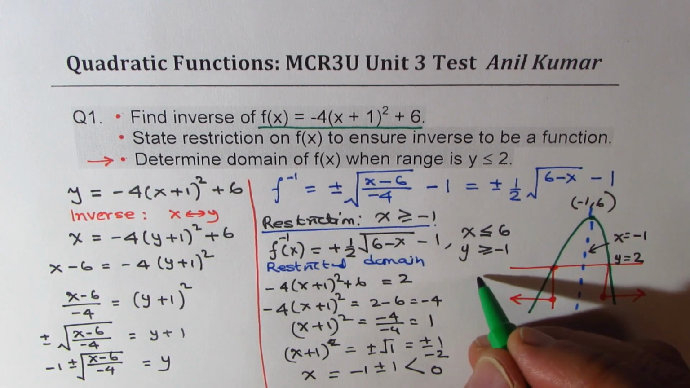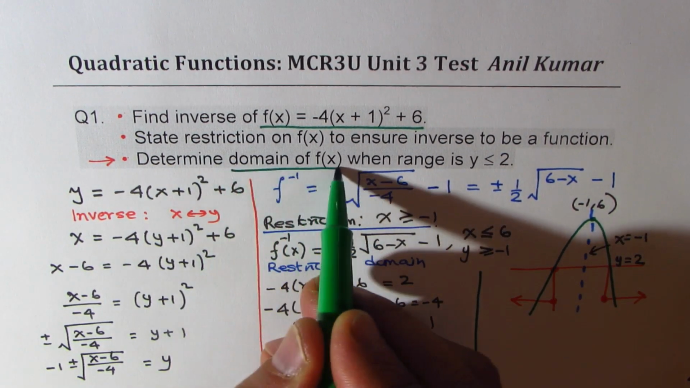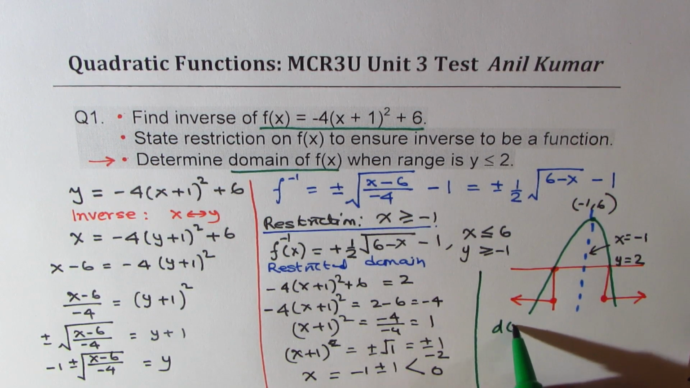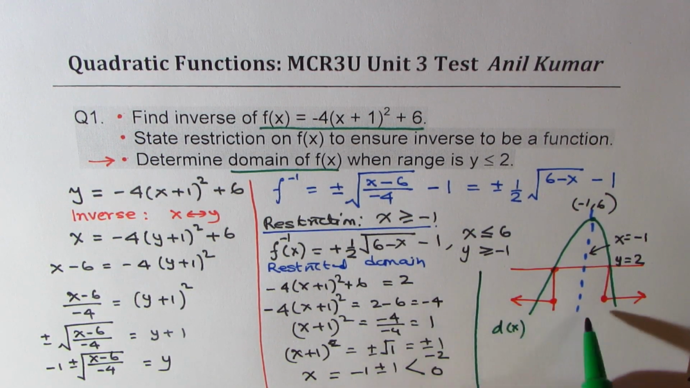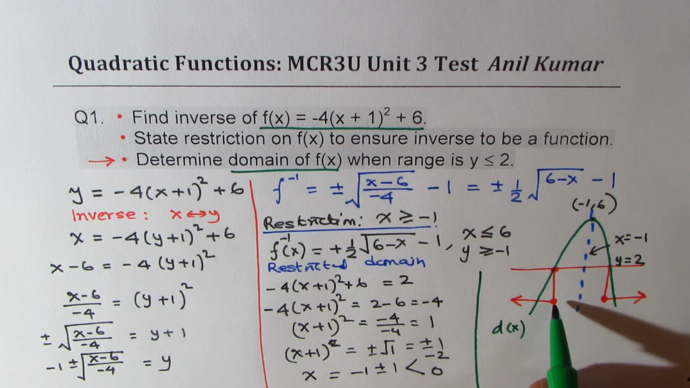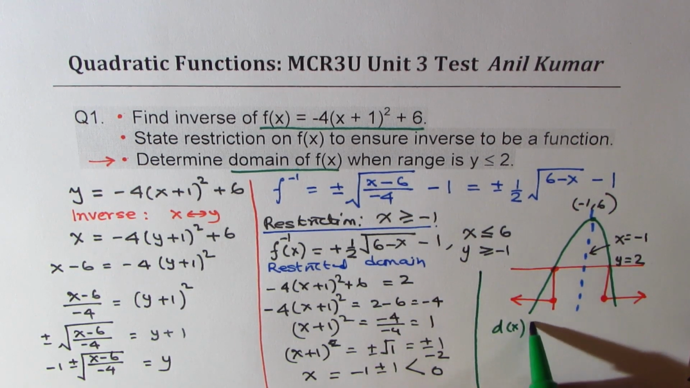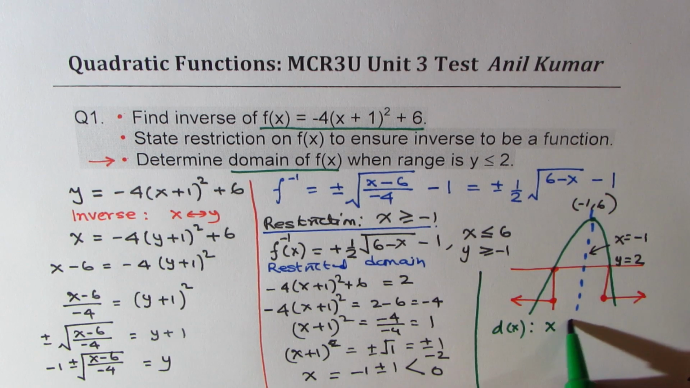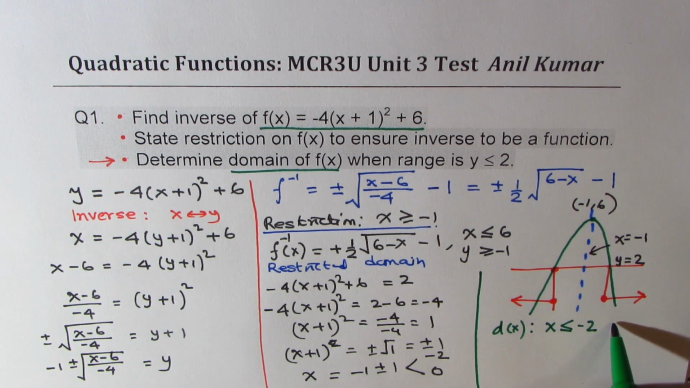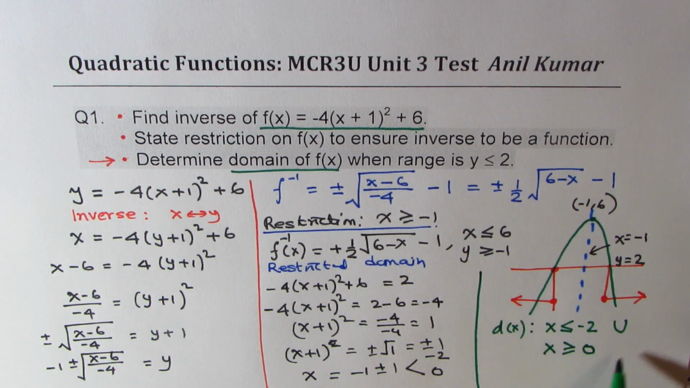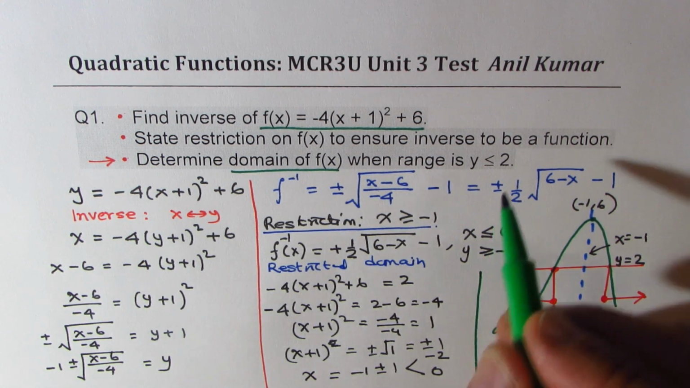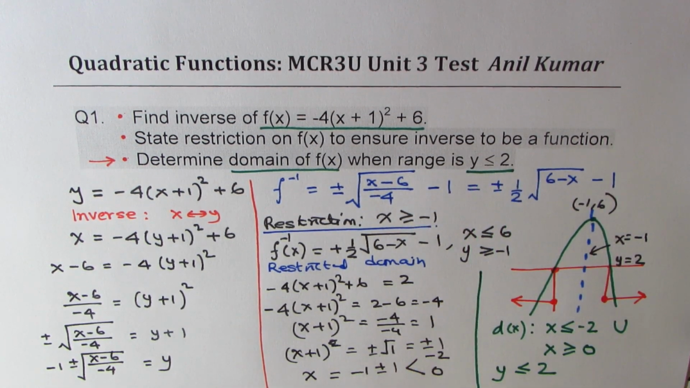Perfect? So now you can write the domain of the function. The domain of the function will be on either side, including the zeros for this particular equation. So the domain will be x less than or equal to minus 2 or x greater than or equal to 0. Do you see that? So for that, the y value is going to be less than or equal to 2. So that is how you're going to answer this question. So that is your part C. So I hope these steps are absolutely clear.